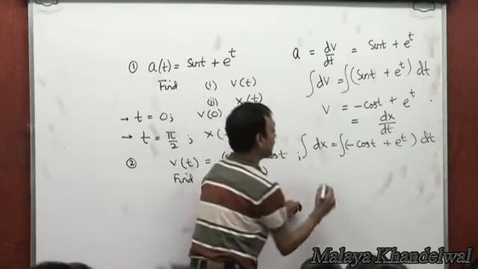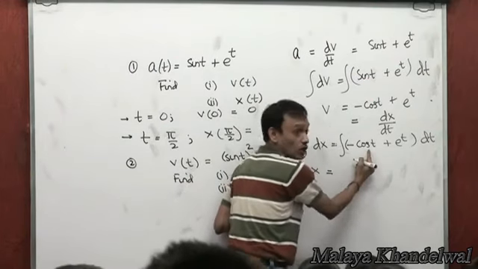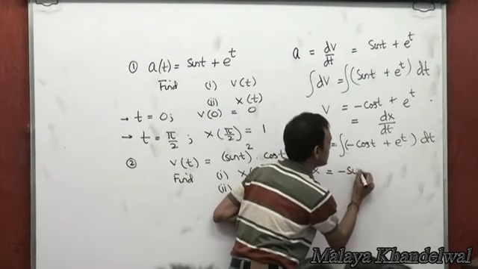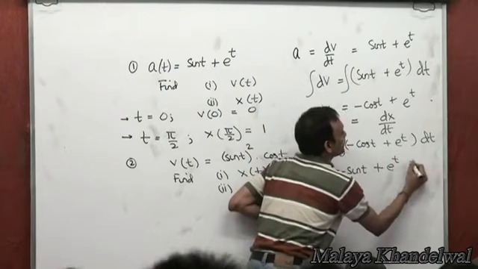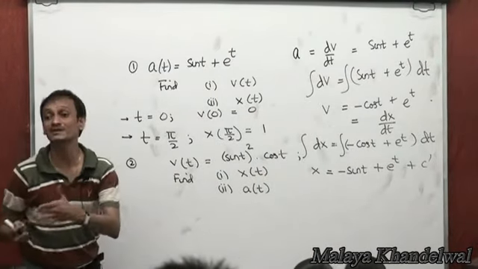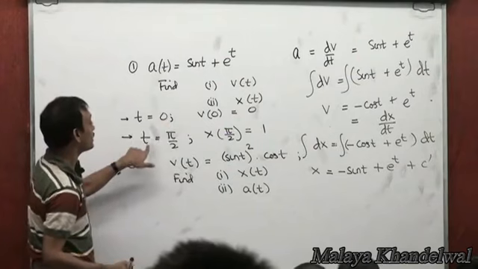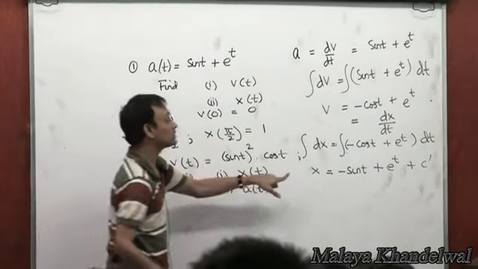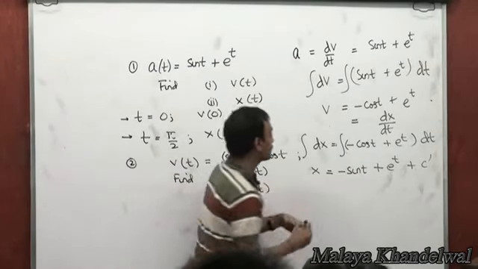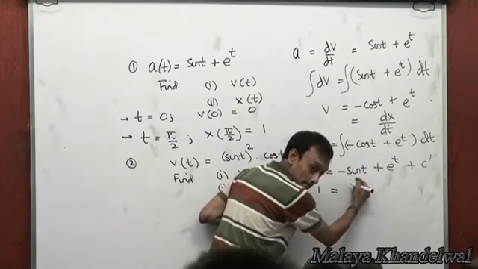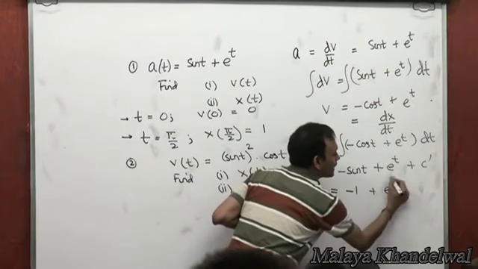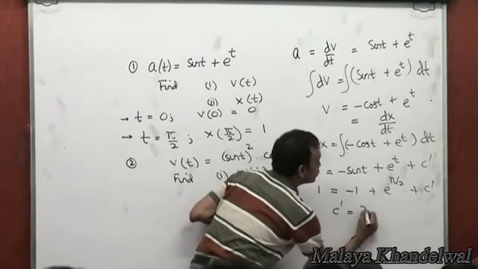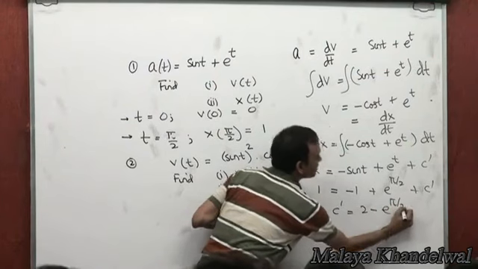Integral dx is going to be, now the integral of cos t would be sin t, and the integral of sin t would be minus cos t, and e power t would be e power t, plus a constant c prime. And how does one compute c prime? Another boundary condition: at t equal to pi by 2, x was 1. So put t equal to pi by 2, this becomes 1. So x is 1 equals minus 1 times e power pi by 2 plus c prime. So then c prime is 2 minus e power pi by 2.